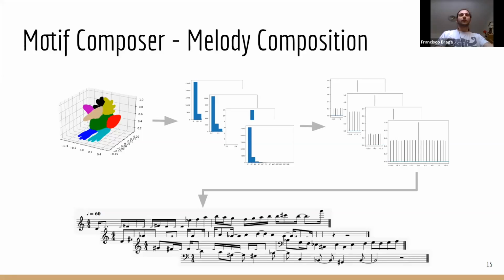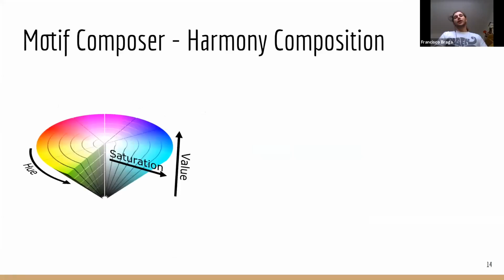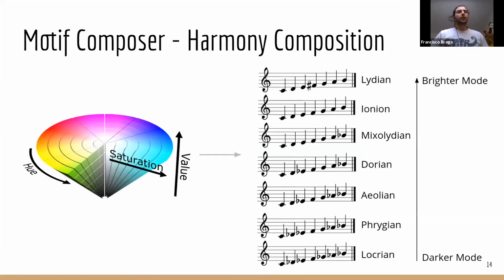Moving to the harmony, we took the hue saturation value color model, and we consider that the value component describes how bright or how dark a certain color is. And we saw there a simple association with the modes from the major scale, which can also be described from darker to brighter. Still, we consider that not all modes should be associated to all hues, since some hues are in themselves brighter than others.